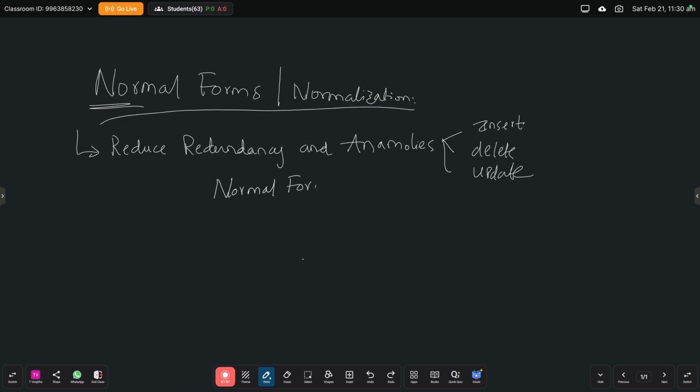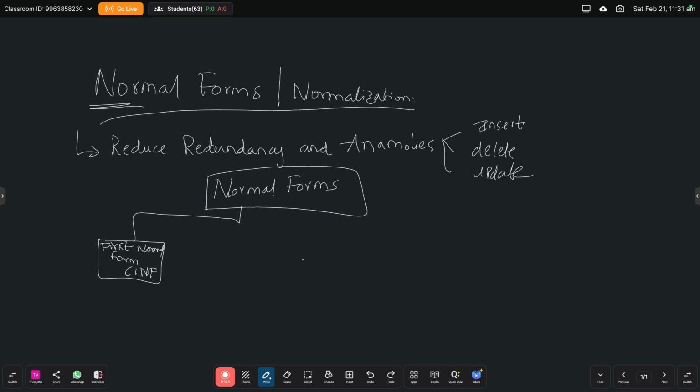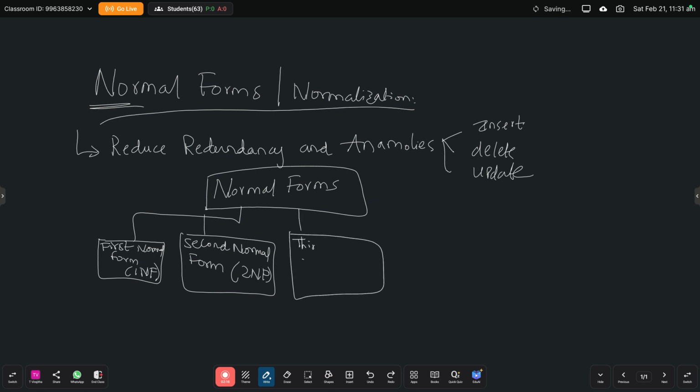So what is the normal forms classification? Normal forms are divided into three. First normal form, also called 1NF. Next is second normal form. Don't write shortcuts, write full forms. Second normal form also called 2NF. And next is third normal form.